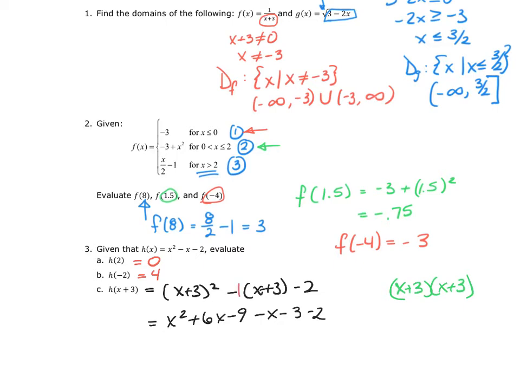So what I did was I took this negative 1 and I distributed it through. And now, combining like terms, I get x squared. I have a 6x minus x, so that gives me a 5x. And then I have 9 minus 3, which is 6, minus 2 more, which is positive 4. Sorry, the 9 should be a positive 9, it helps if I pay attention. And that should be my final answer.